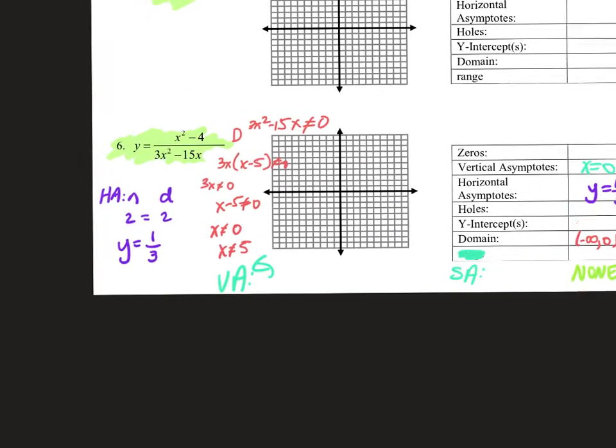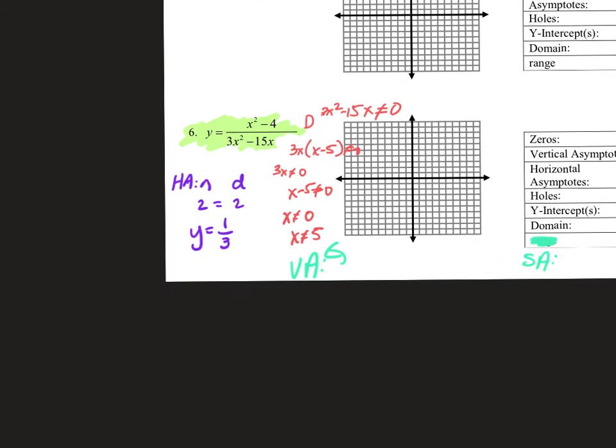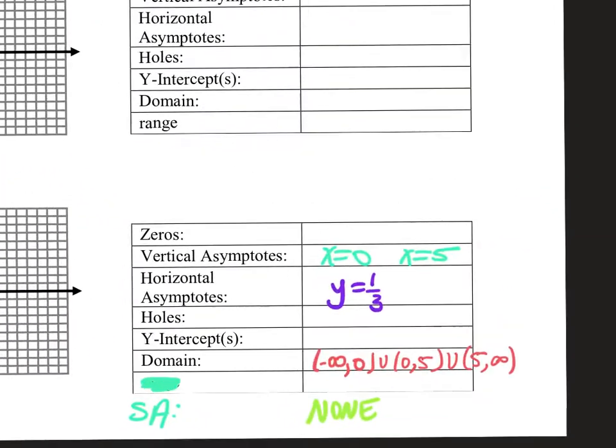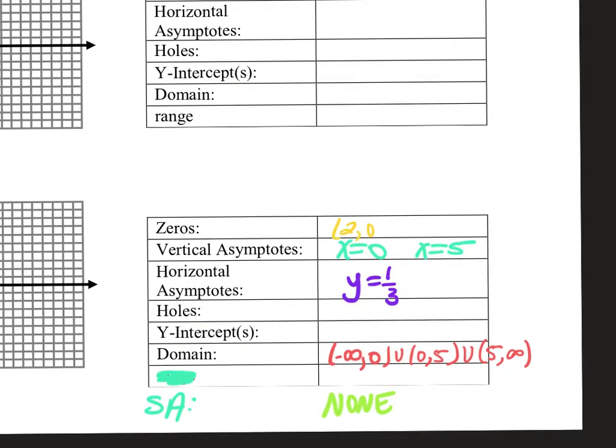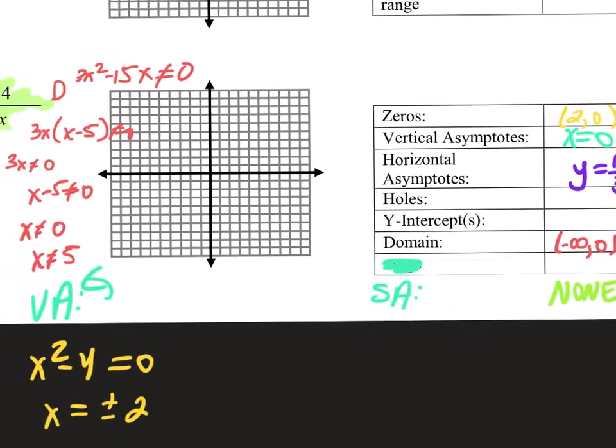Okay, zeros. How do I find the zeros, the x-intercepts? Set the numerator to 0. So x squared minus 4 equals 0. x equals plus or minus 2, correct? So I have zeros or x-intercepts at 2 comma 0 and at negative 2 comma 0. You could write it the other way.